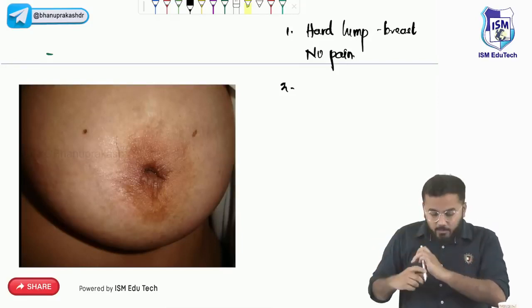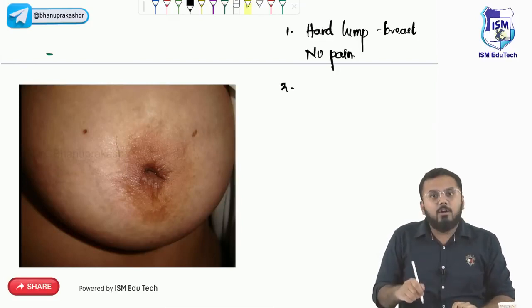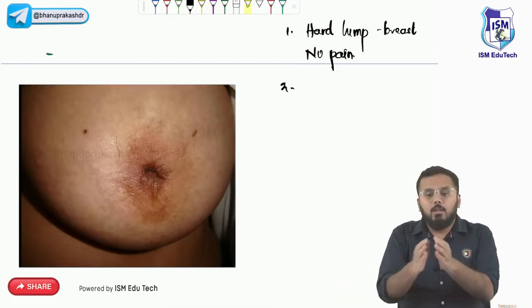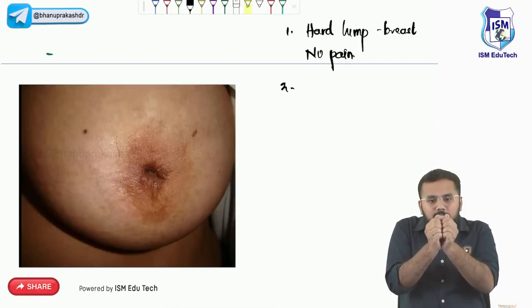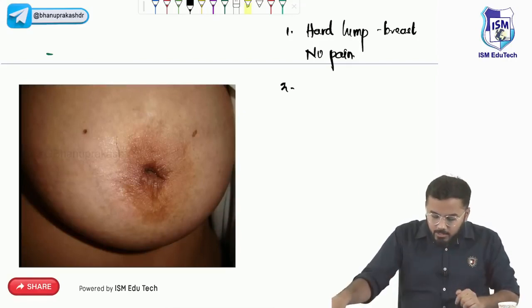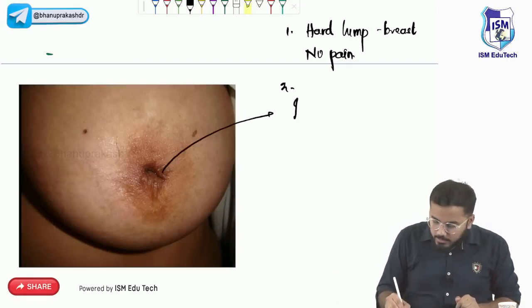It is retracted backwards. As you can see, this kind of nipple is called an inverted nipple. Normally, the nipple is like this. Now, it is inverted inside, right? So, this kind of nipple is called an inverted nipple.